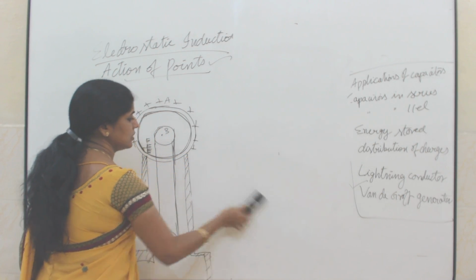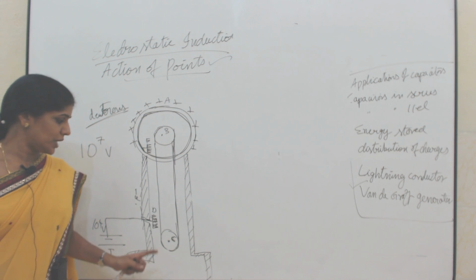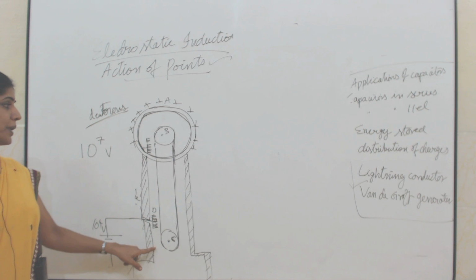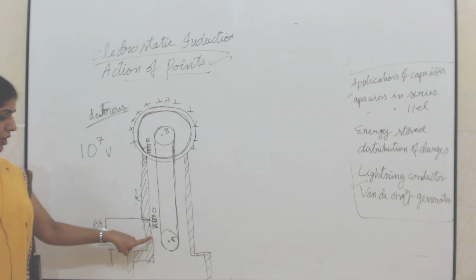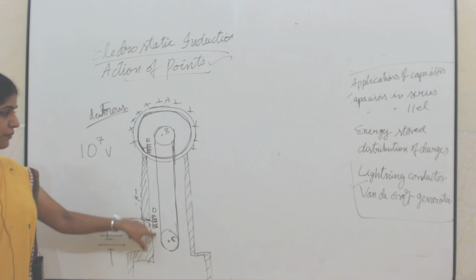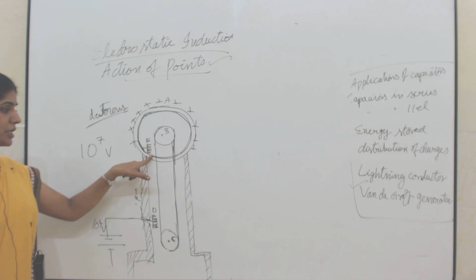The full theory part is very important. Understanding the construction and the drawing is very important: the construction of the apparatus and the working of the apparatus. What happens here at the comb D and what happens here at the comb E. Here, first, the action of points. Here we are using both principles, electrostatic induction and action of points.